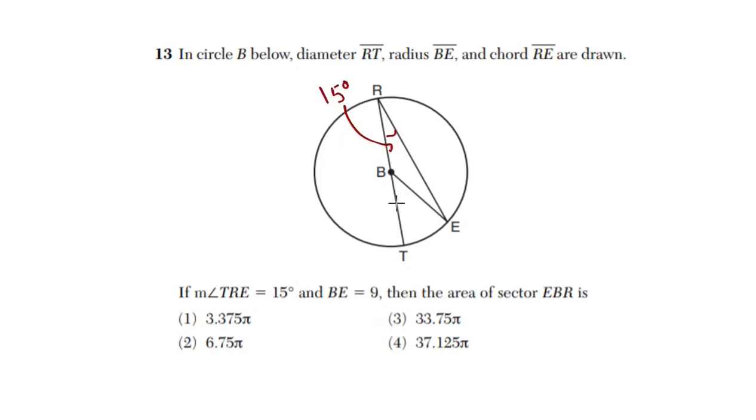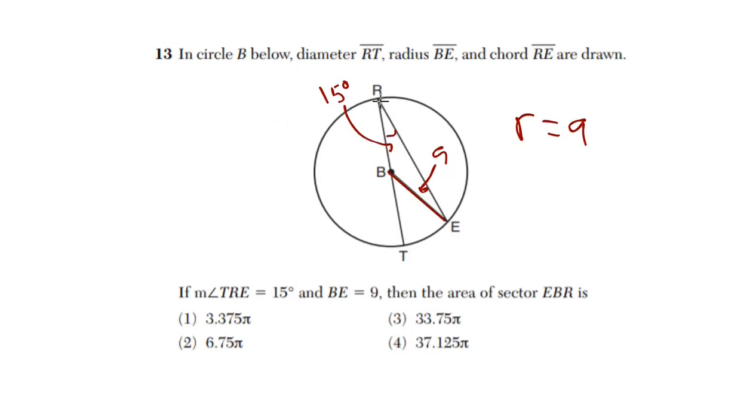And we know that BE is 9. Now it's important to note that BE being 9, BE should look familiar to you. This is actually the radius of the circle. We're going to need to know that. The radius is 9.